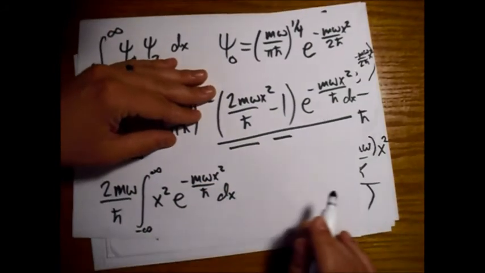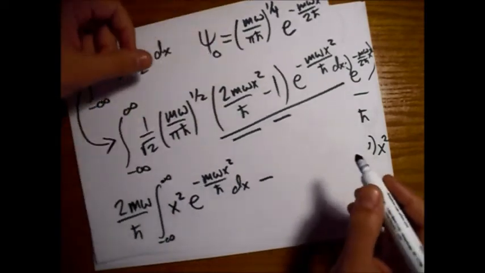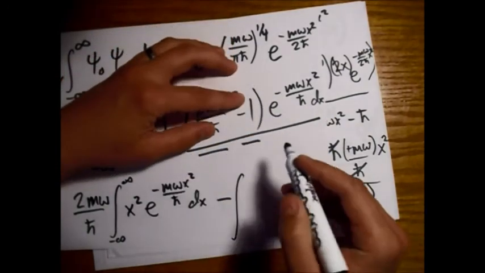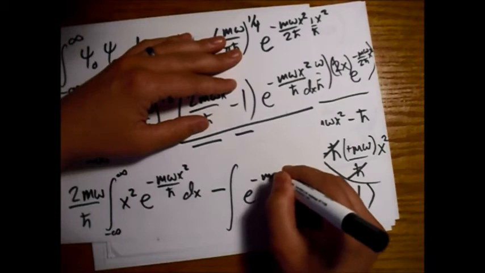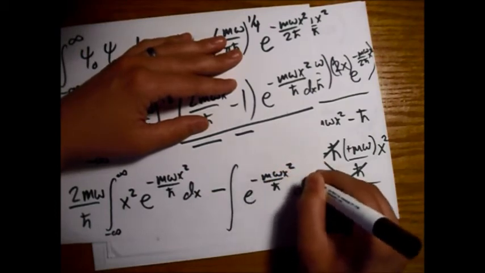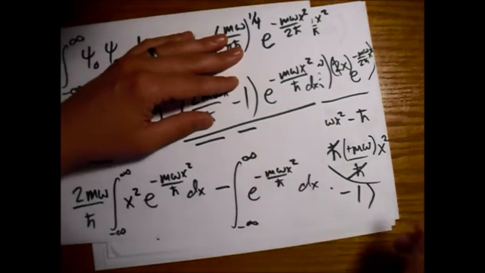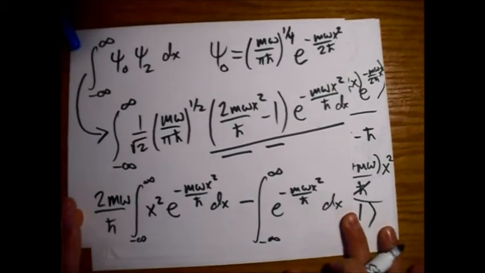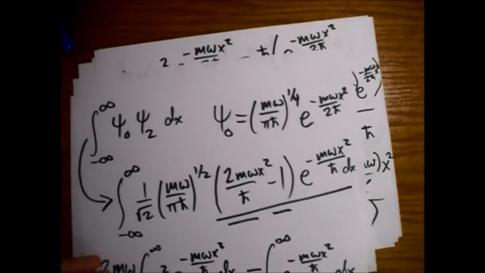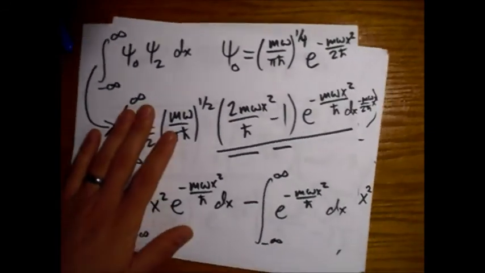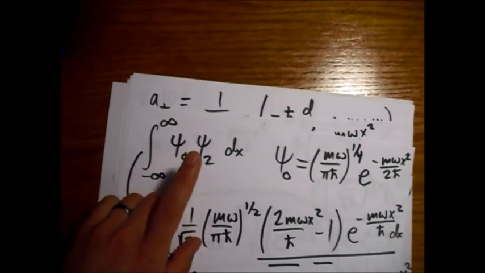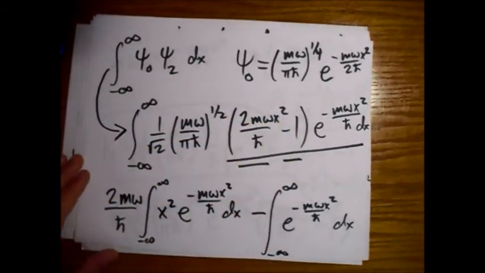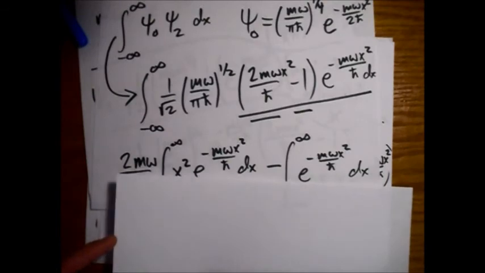So x squared e to the minus m omega x squared over h bar dx. So here's one of them. And then minus this one, it doesn't have these constants mixed in. It's just this e to the minus m omega x squared over h bar dx from minus infinity to infinity. All right, so this isn't an equation, I guess. It's just an expression. But if this expression is equal to 0, then we prove that our ground state wave function is orthogonal to our second excited state right here.